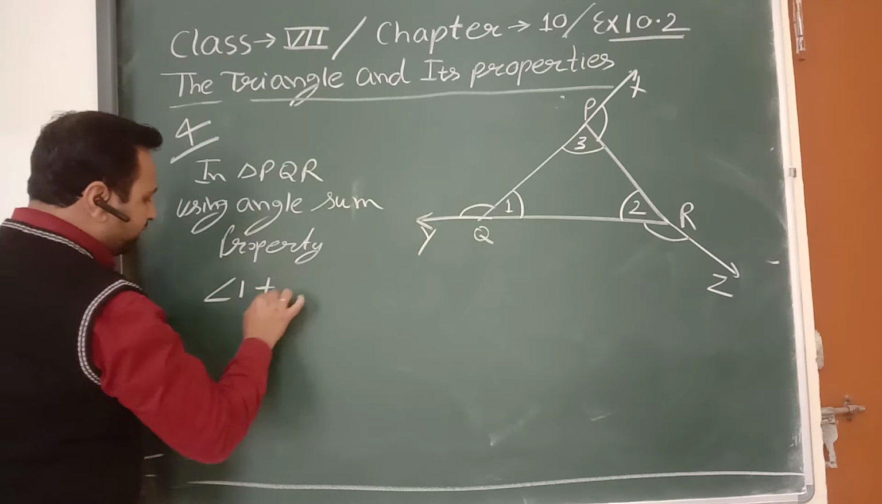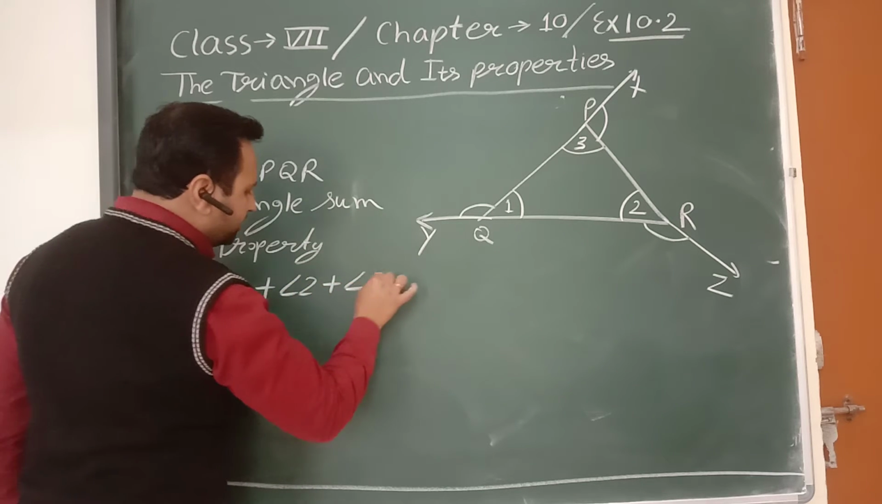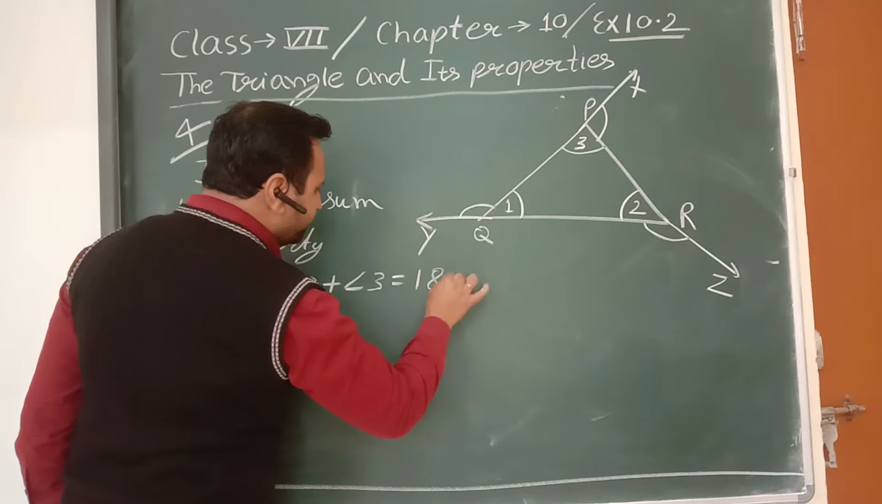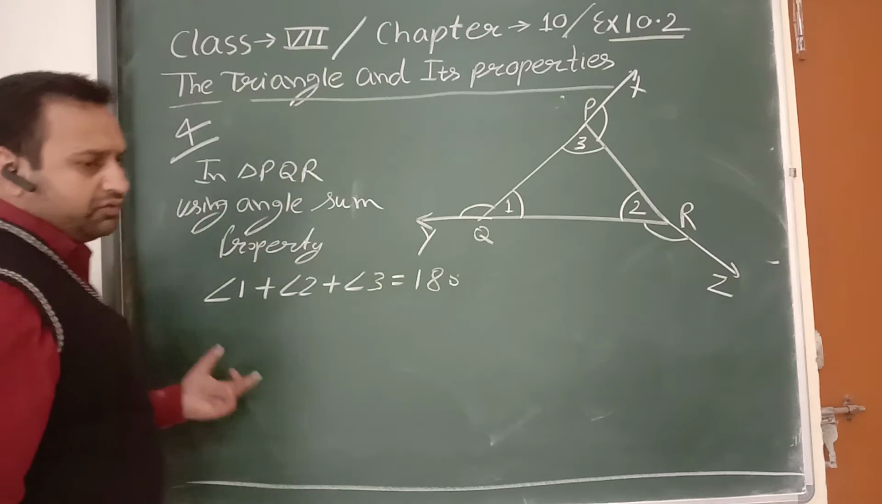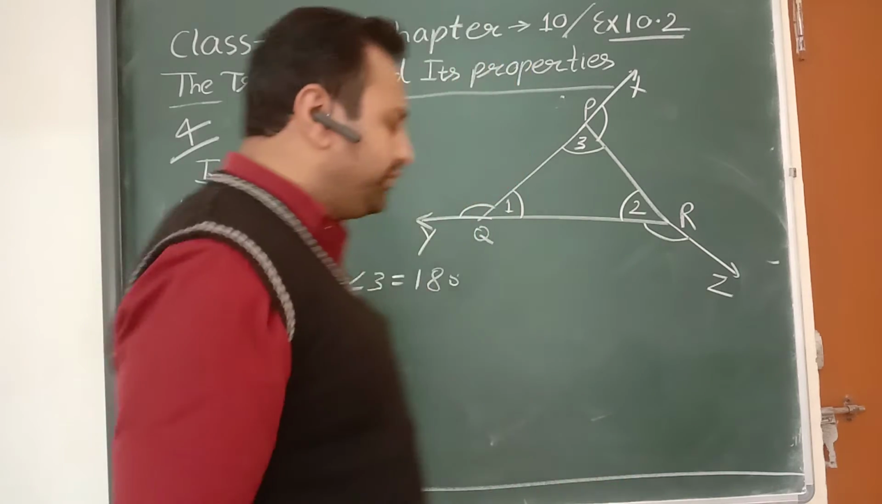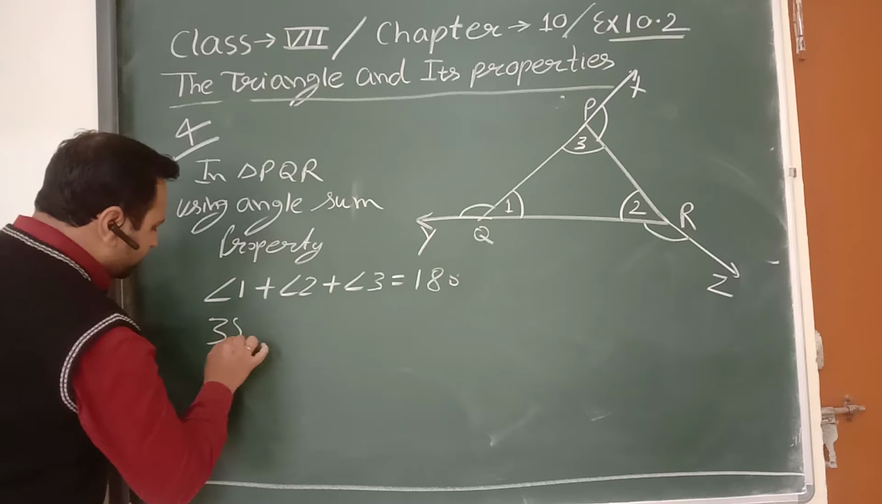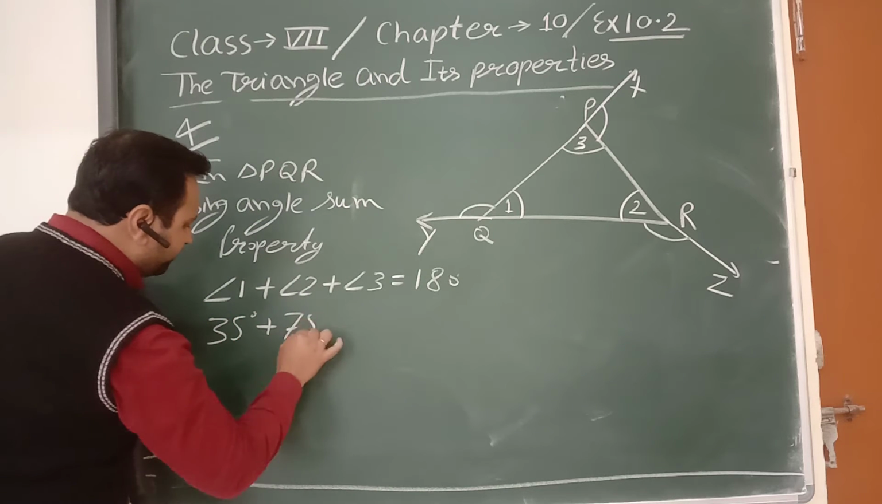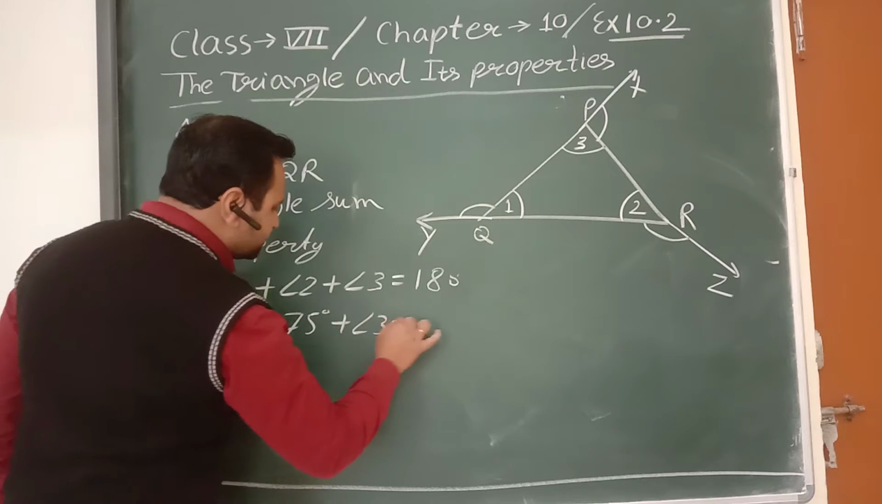Angle 1 plus angle 2 plus angle 3. The sum of these three angles is 180 degrees. Angle 1, its value is 35 degrees. Angle 2, its value is 75 degrees. And we have to consider angle 3.